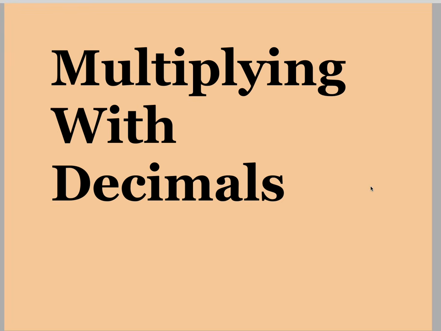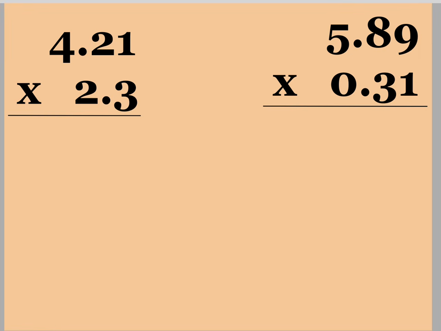Hey math friends, we're going to check out multiplying with decimals today. When we multiply with decimals, we use the same idea for the standard algorithm as we do for multiplying without decimals. So for one strategy, I can pretend that the decimals don't exist. 4 and 21 hundredths times 2 and 3 tenths.